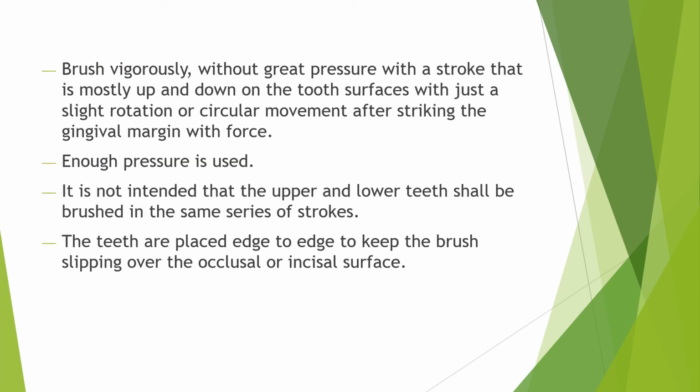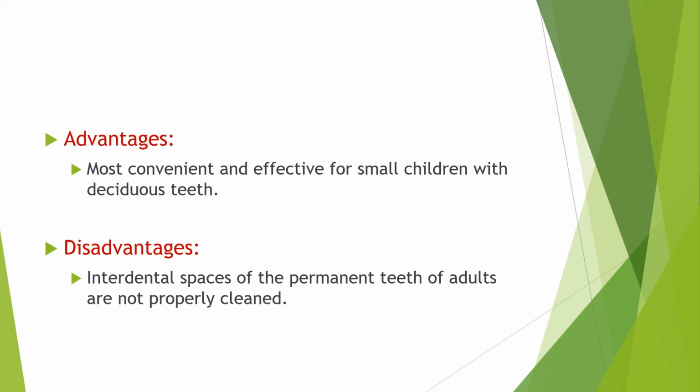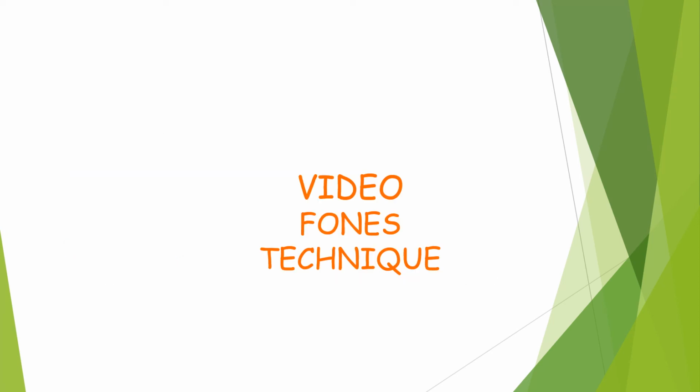Brush vigorously without great pressure with a stroke that is mostly up and down on the tooth surface, with just a slight rotation or circular movement after striking the gingival margin with force, and light pressure is used. It is not intended that the upper and lower teeth be brushed in the same series of strokes. The teeth are placed edge to edge to keep the brush from slipping over the occlusal or incisal surface. The advantages are that it is most convenient and effective for small children with deciduous teeth, and the disadvantages are that the interdental spaces of permanent teeth and adults are not properly cleaned.